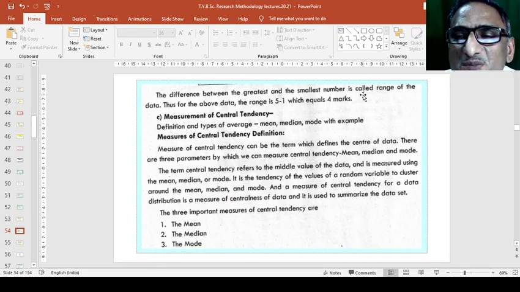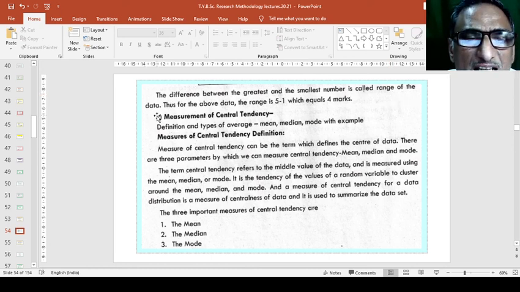The difference between the greatest and the smallest number is called the range of the data, and thus for the above data the range is 5 minus 1, which equals 4 marks.